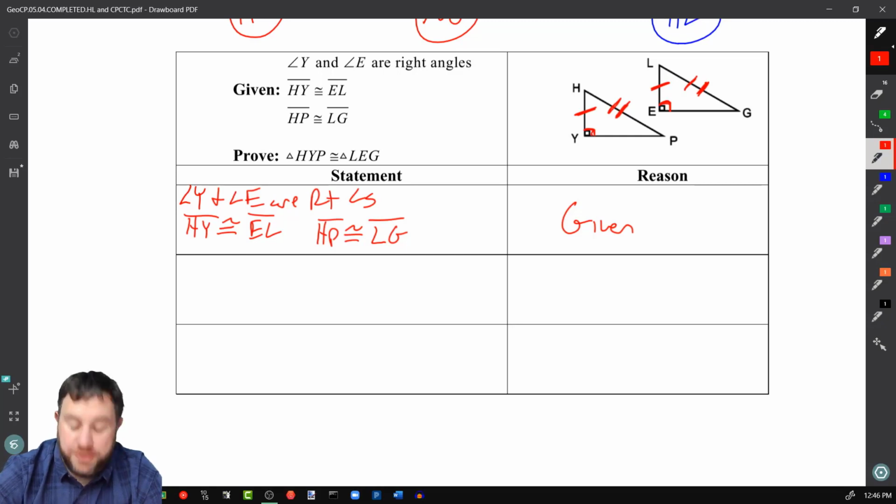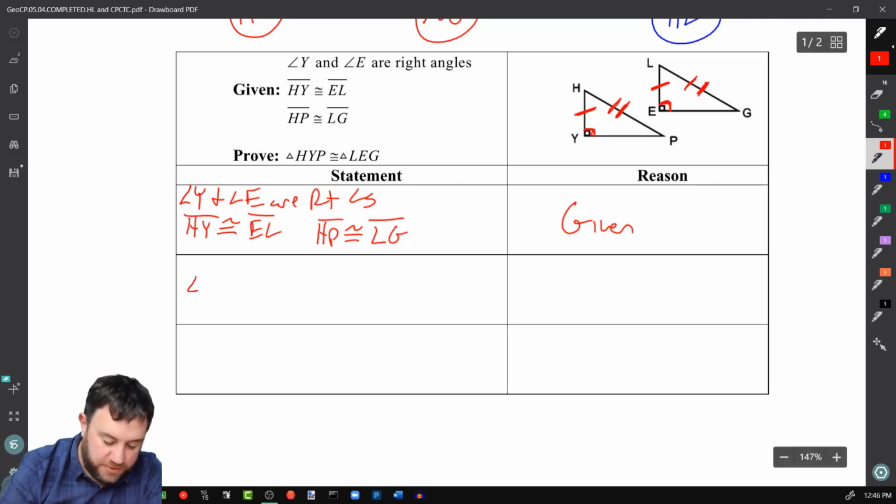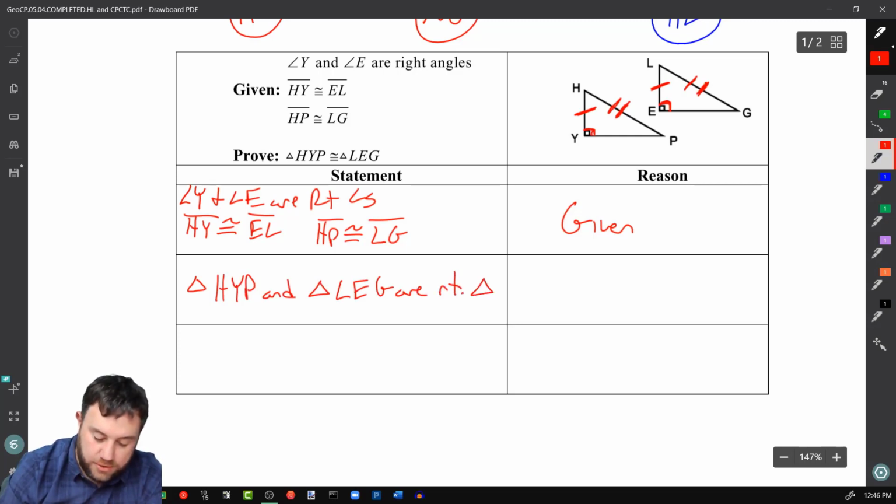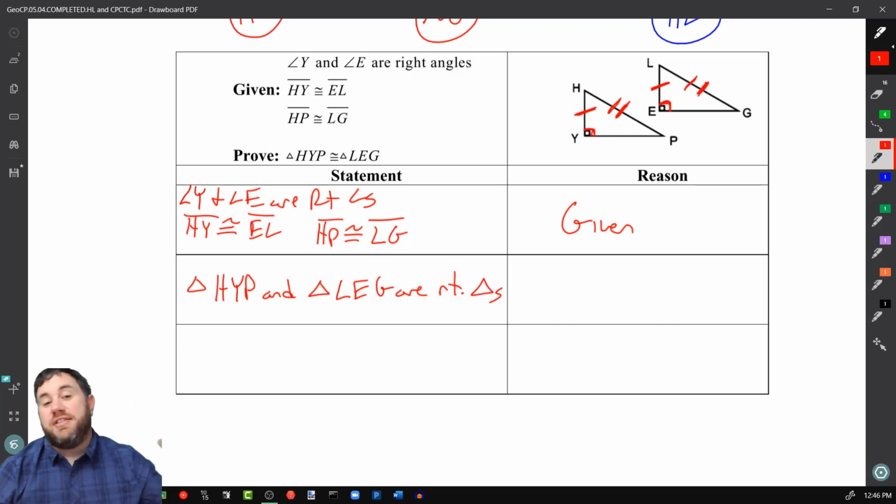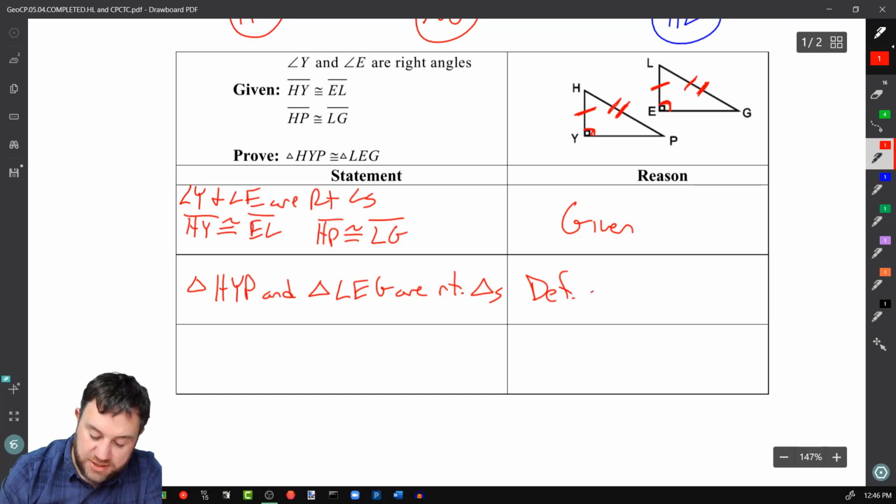We've got the hypotenuses for them, and we've got a leg. So we have enough information. Here's the part that's really annoying about hypotenuse leg. In order to use it in a proof, we have to have an extra statement first. We have to say triangle HYP and triangle LEG are right triangles. We have to have said they're right triangles before we can use HL theorem, and that's just definition of a right triangle, a triangle with a right angle.